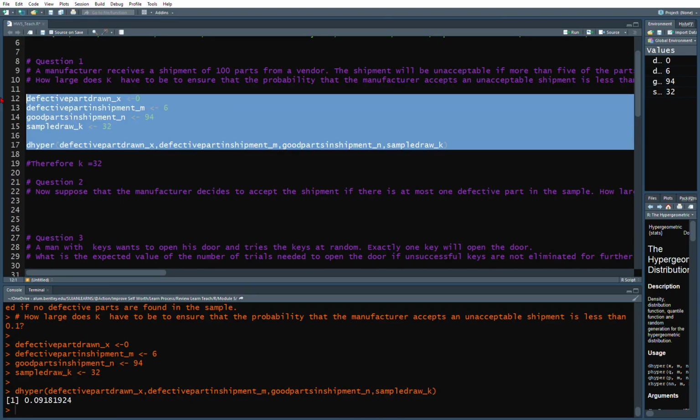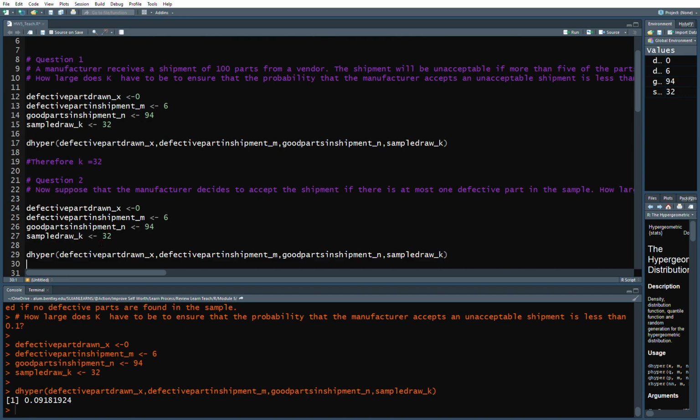Let's reuse some information we already typed from the previous question. Here we need to use the CDF, the cumulative distribution function, and the cumulative distribution function ranges from 0 to 1 defective part. And we want to see what is the percentage, from 0 to 1, at 1 it has to be less than 10%, and we have to find the corresponding sample drawn K for that particular point.